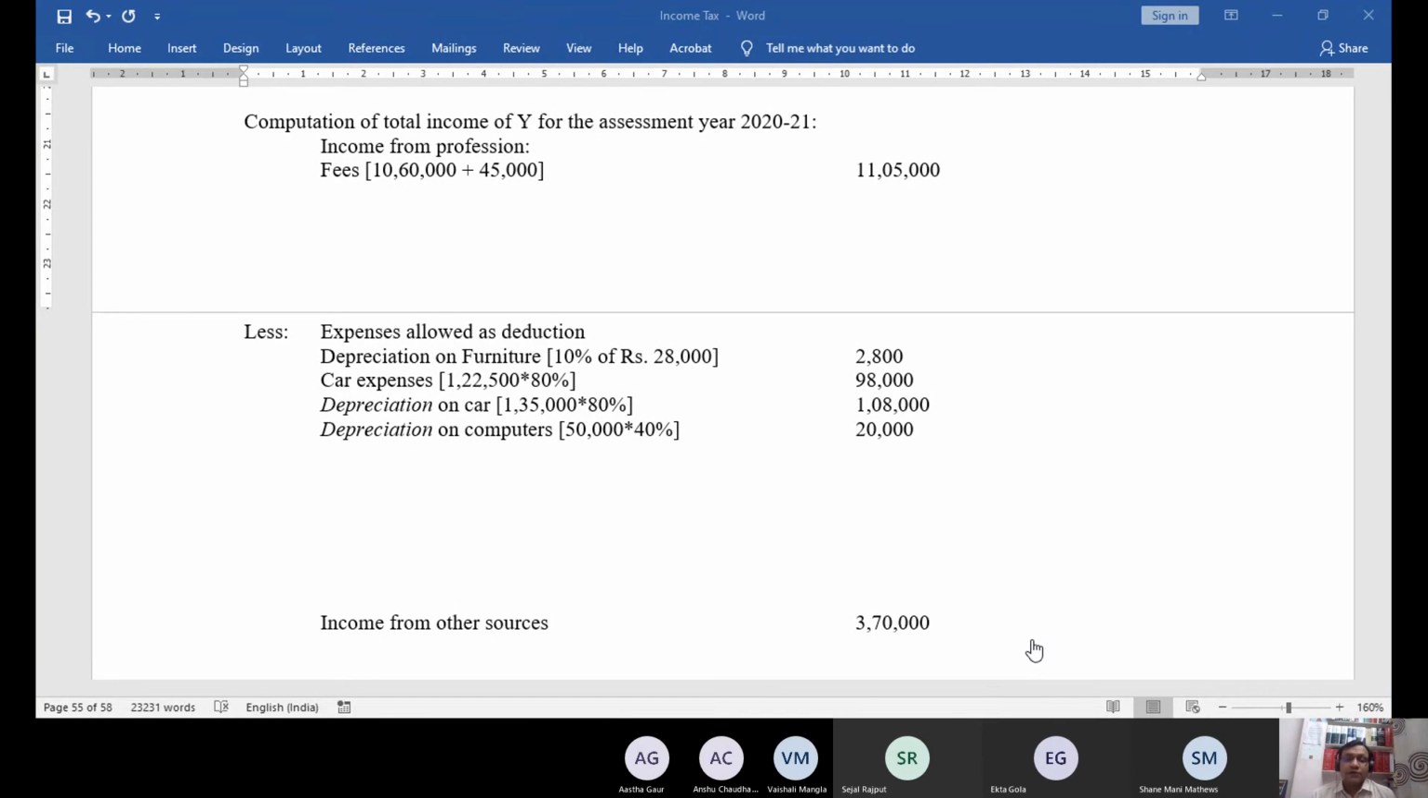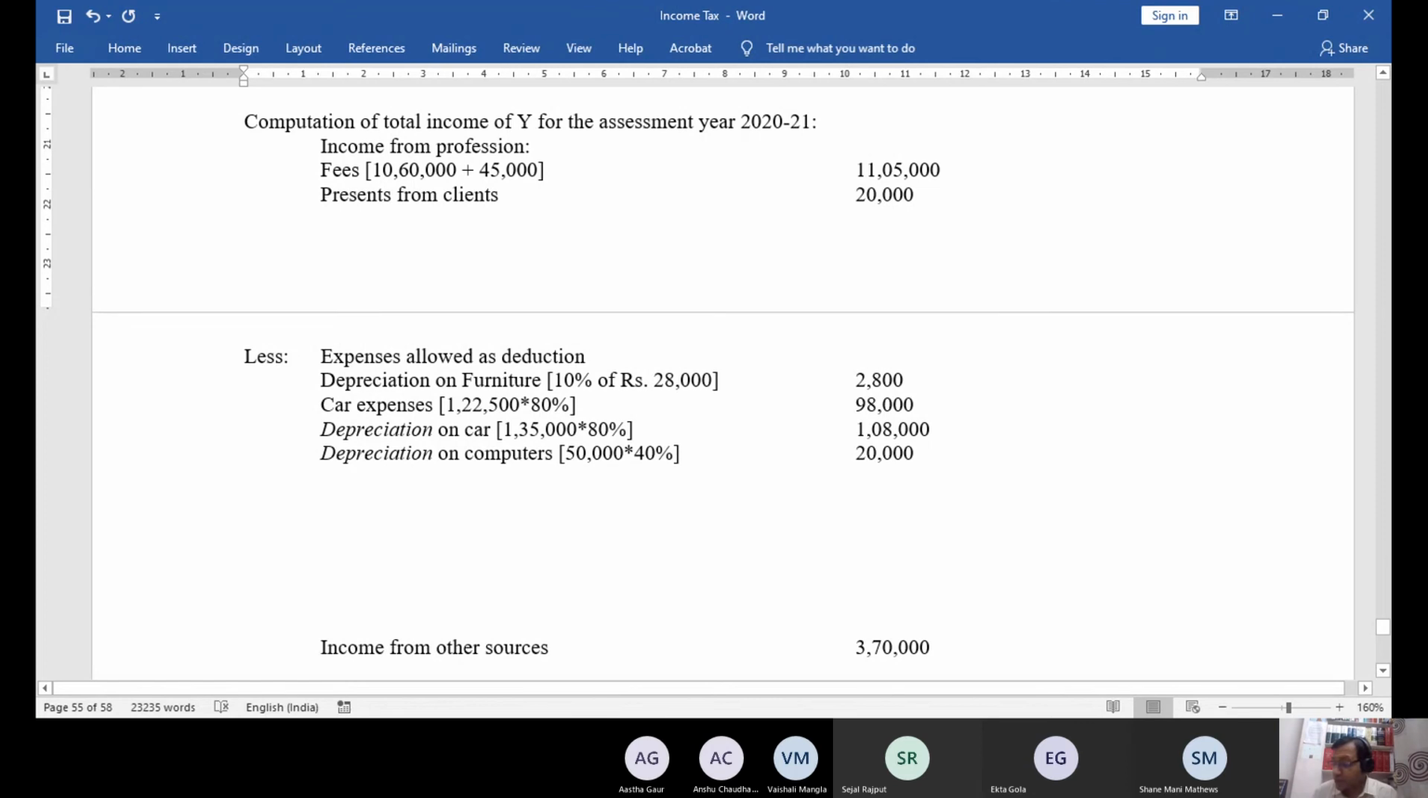Answer is yes. Fees from client is an income and present from client is also an income. If you say that presents will not be treated as income, then no advocate will receive any fee. They will say to the client that don't show it as fee, you simply give me as a present. So government says whether you receive it with the word fee or whether you receive it with the word present, it is always your professional income, not other sources, but it is an income. I have to show this as my business income, professional income, presents from client, that is 20,000.